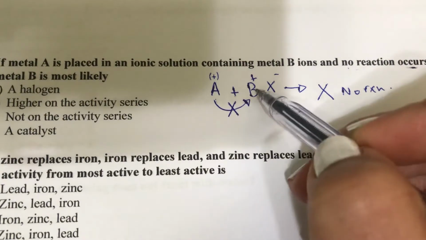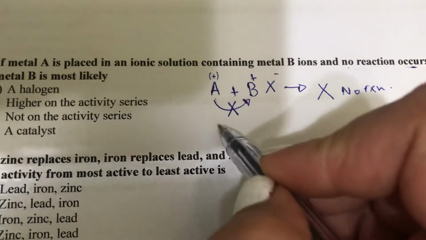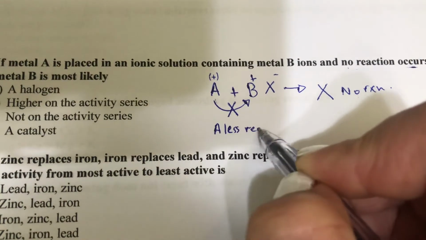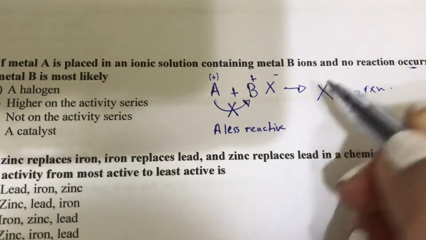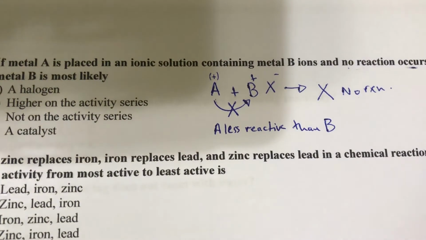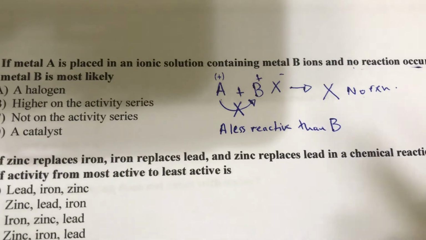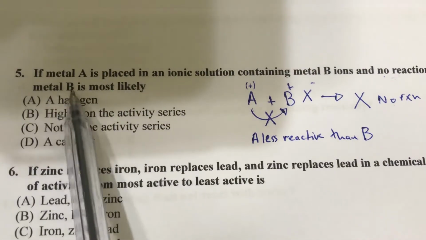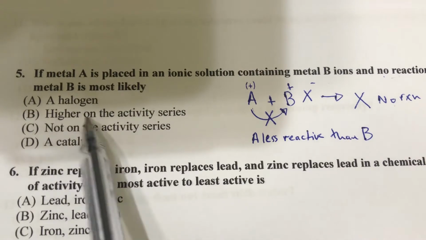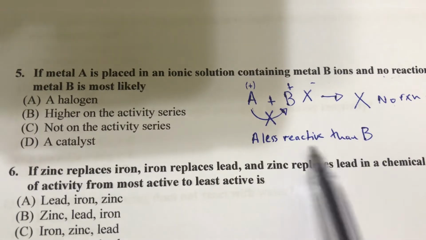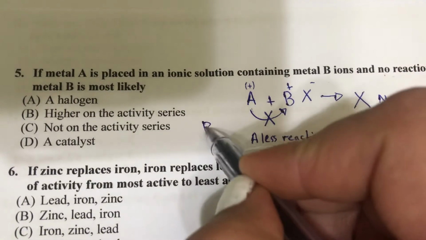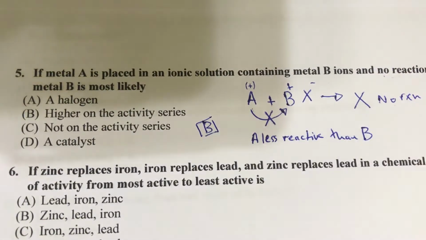Because no reaction occurs, A can't replace B. Why can't A replace B? This means that A is less reactive than B. So it can't replace B, so no reaction occurred. So here, is metal B most likely a halogen? No, it's a metal. Higher on the activity series, yes. B is more reactive than A. So the correct answer is B.